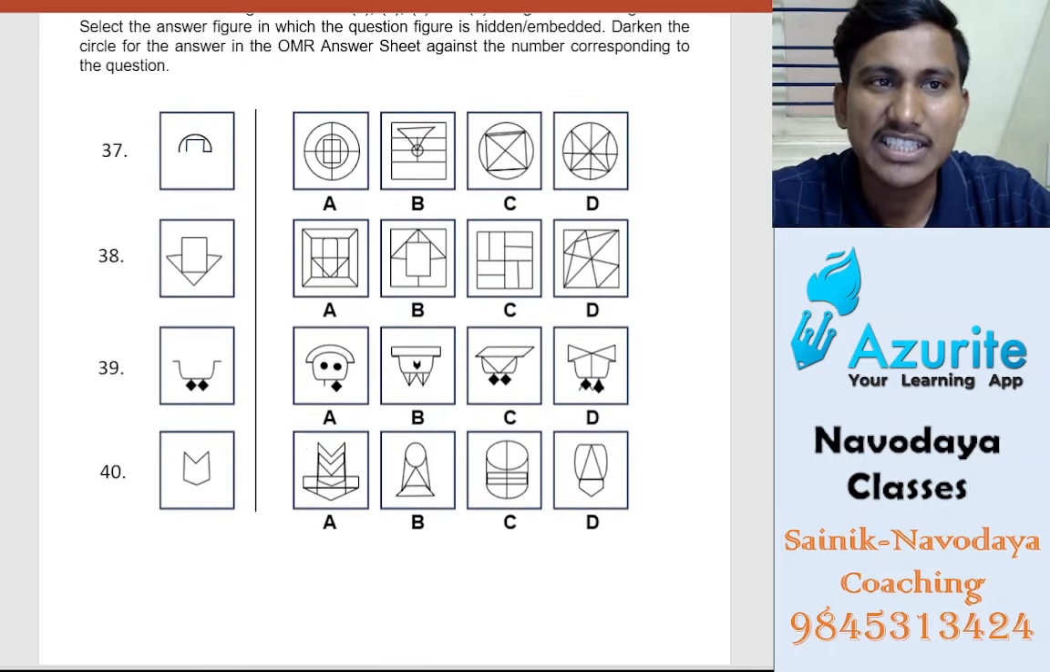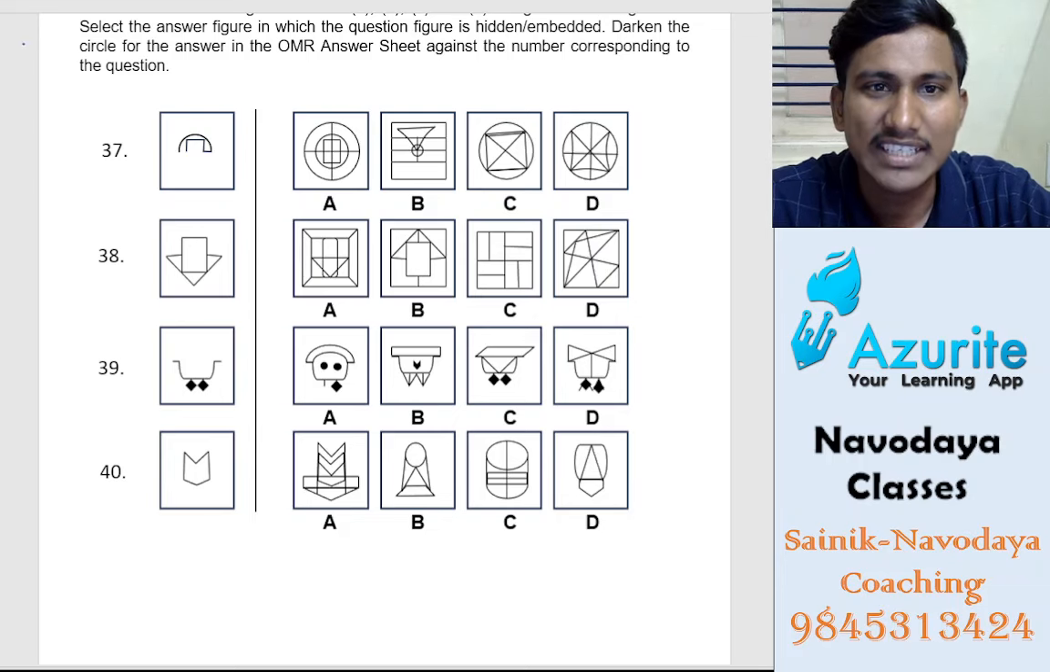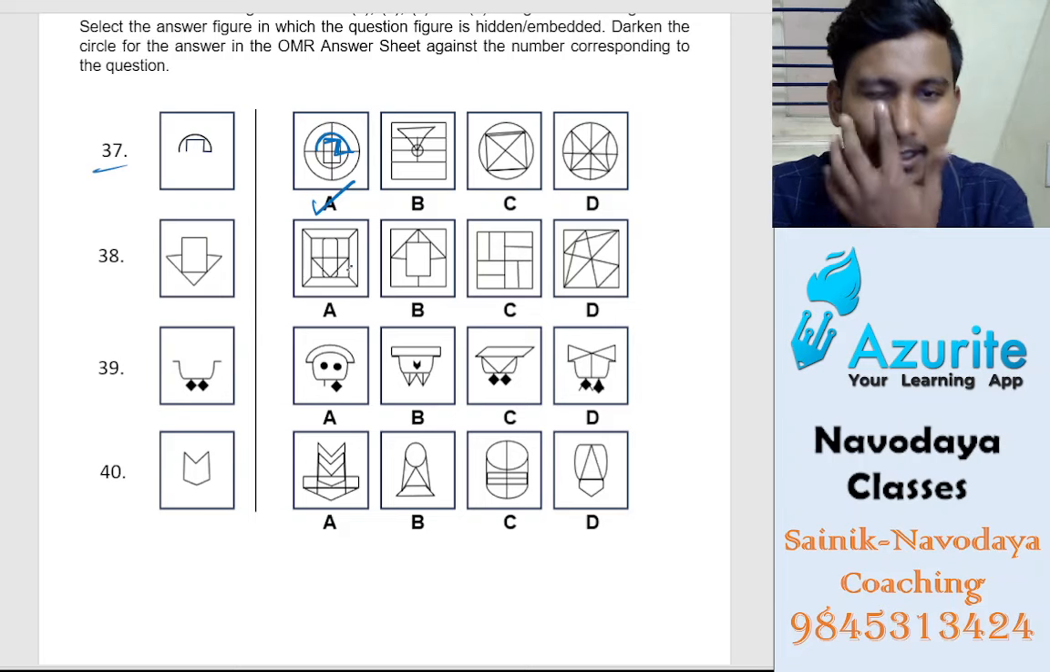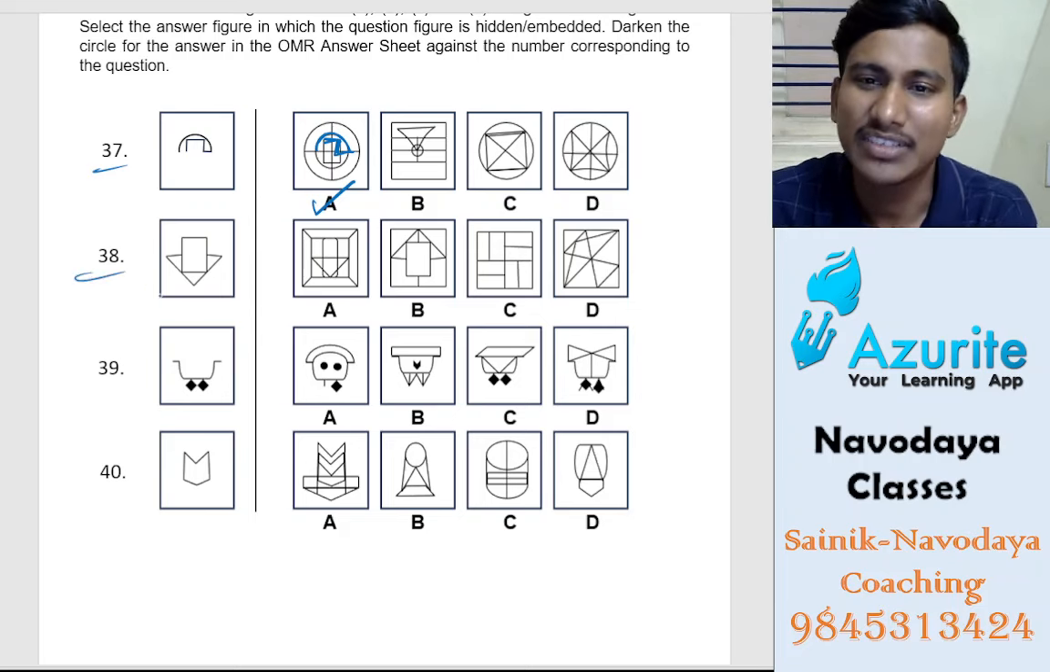So the last one is the hidden figure we have to find. So where is it hidden? In 37, if you see, it is there in which? That is option A, it is there, right? So if you want to draw, you can draw it like this. Here it is, and then it will come like this, and then like this, right? That is option A. Now 38, in which figure is it there?